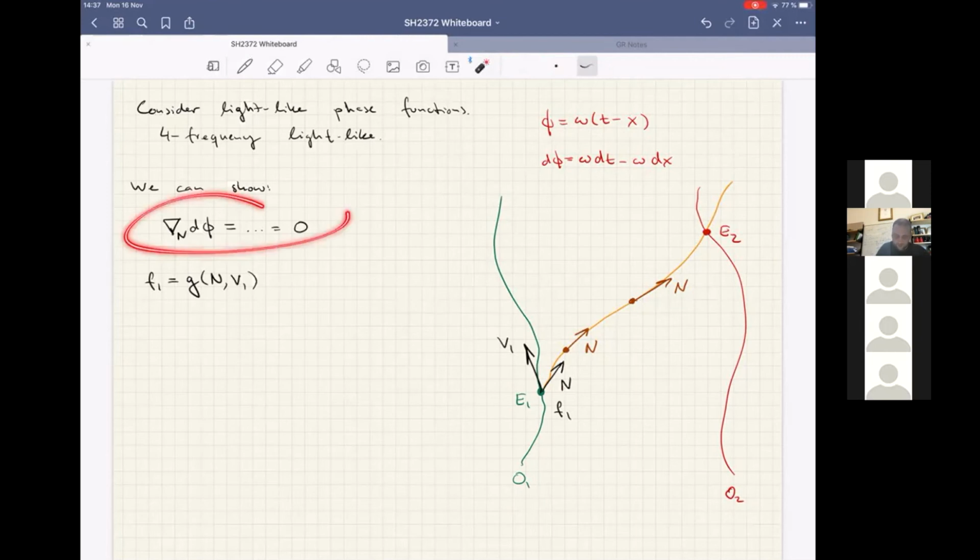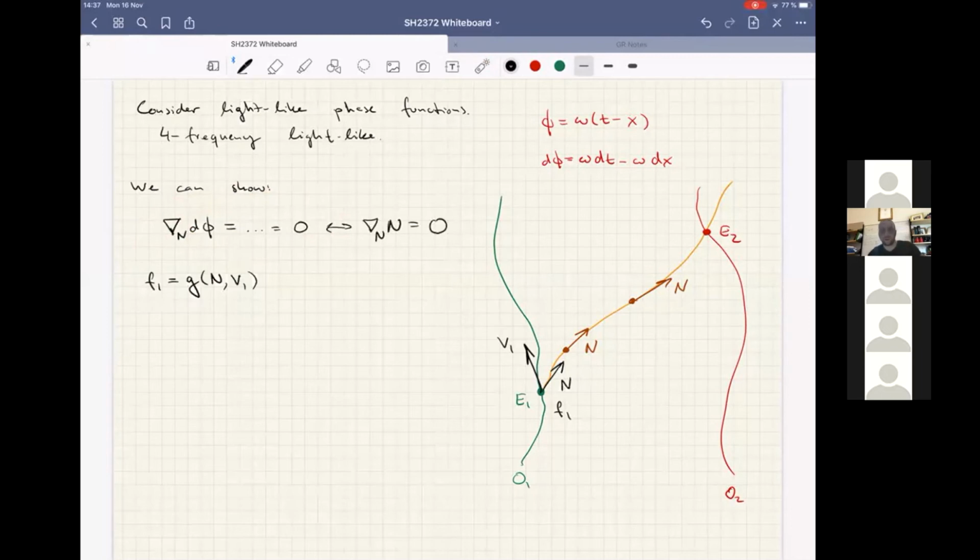From this condition, we also know that the phase function, or equivalently n itself, is going to be parallel transported along the path of this world line. And also note here that this is equivalent to n itself being parallel transported, which means that the path that the light signal takes is a light-like geodesic.